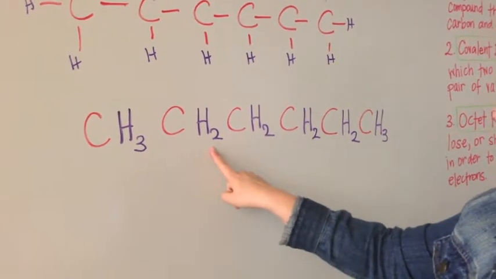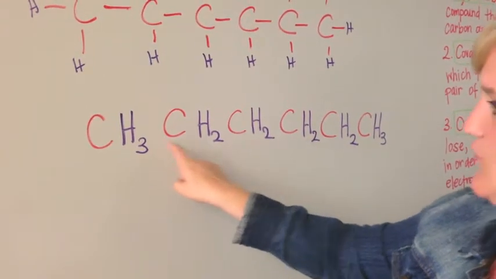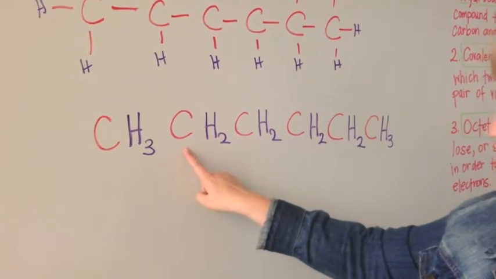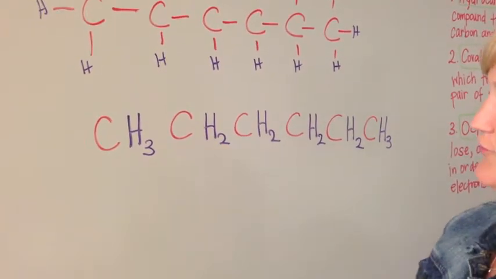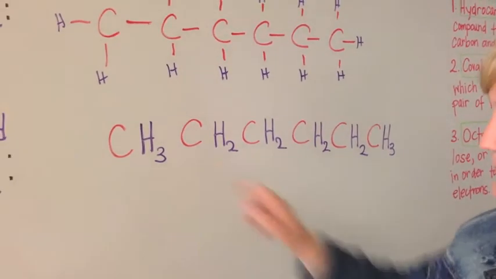The hydrogens on the middle are only 2 because, for example, on this carbon number 2, it's covalently bonded to the carbons next to it. So there's 1 and there's 1, which is 2. So you need 2 more to fulfill the octet rule of 8 valence electrons going to that 1 carbon.